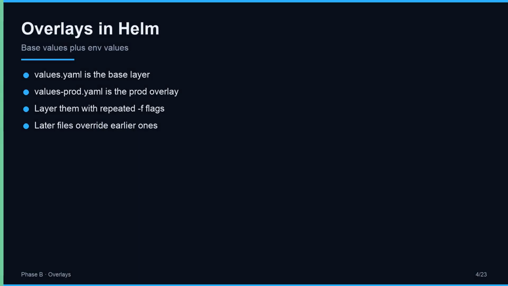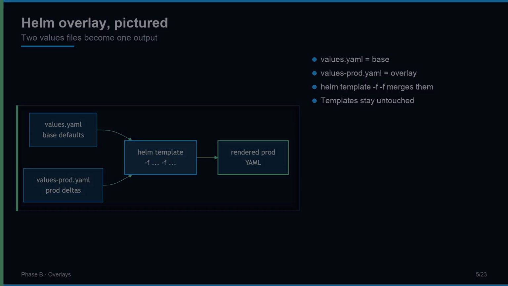How does Helm do overlays? With values files. Values.yaml is your base layer, the defaults. Values.prod.yaml is your prod overlay, only the deltas. You layer them by passing multiple -f flags to helm template, in order. Later files override earlier ones. So the prod file only needs to contain what differs from the base. Everything else is inherited.